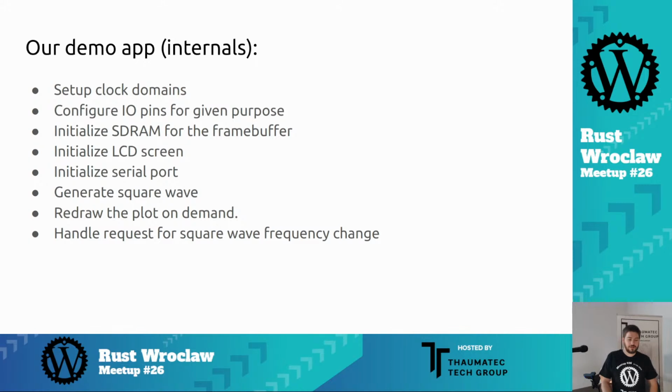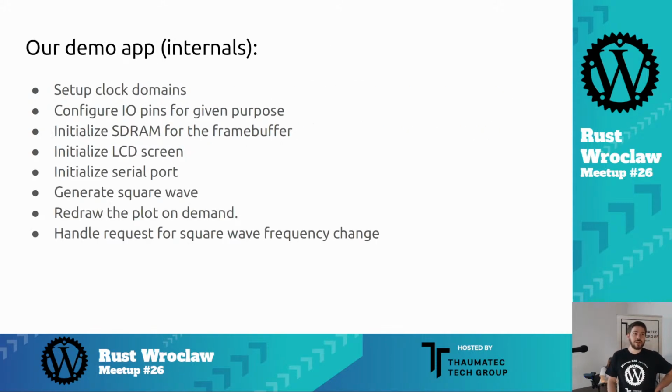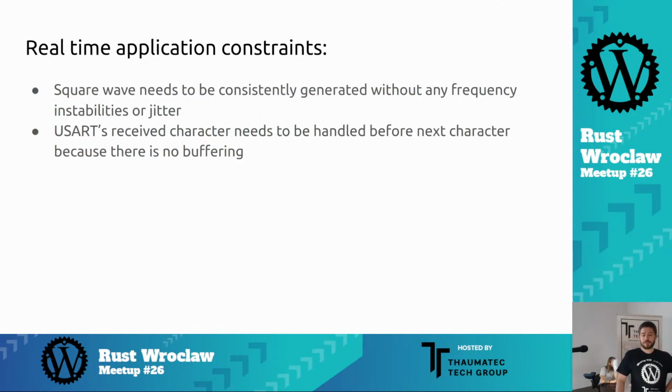Then, after initialization, we can start to generate the square wave. We can handle the request for redrawing the plot, and we can handle the request for changing the frequency of the square wave. This is just an ad hoc requirement for the application, but it is not that different from real world use cases sometimes. Okay, so what constraints do we have?